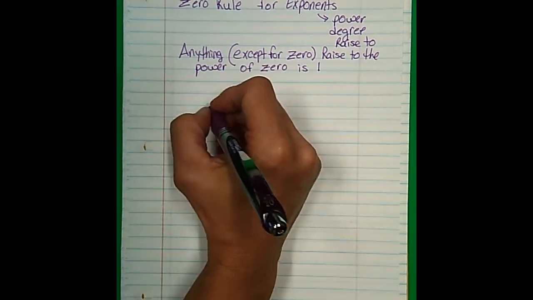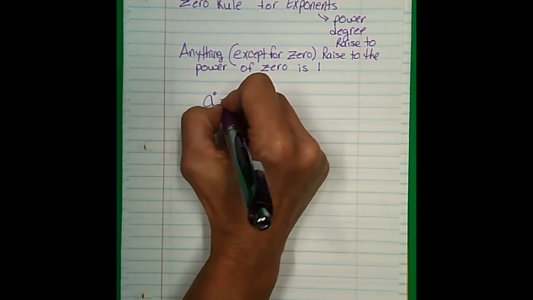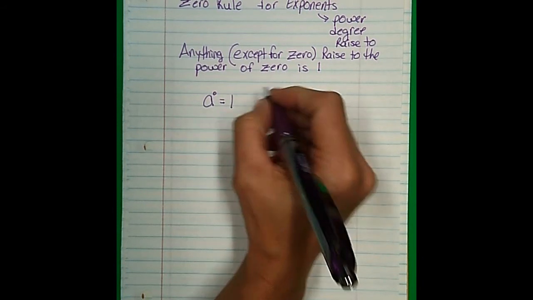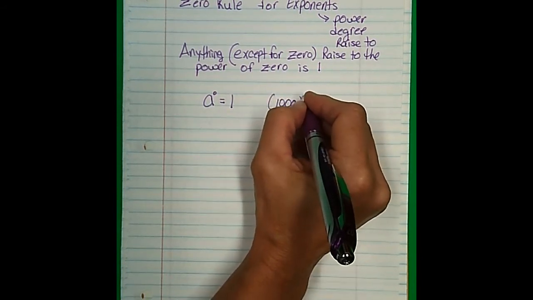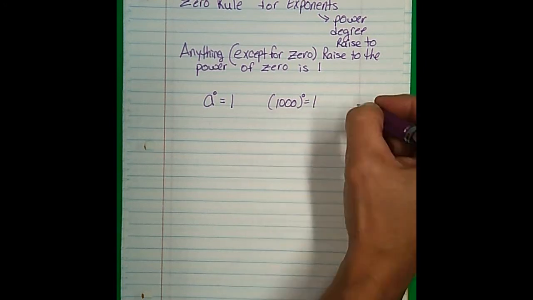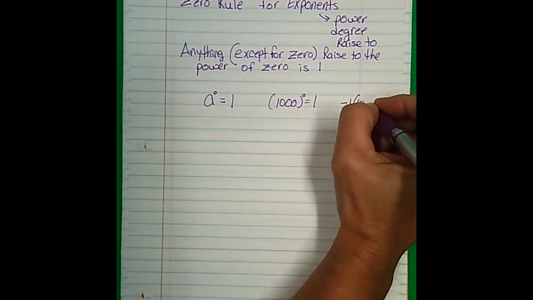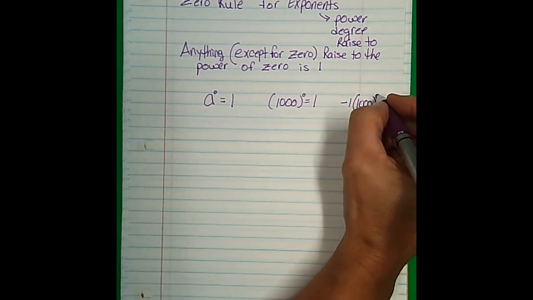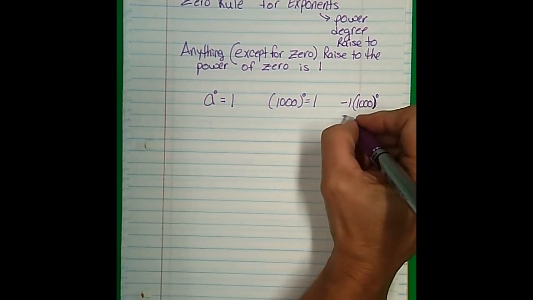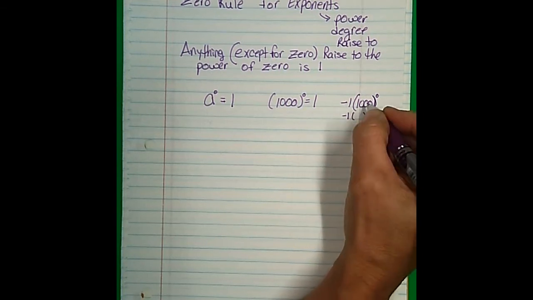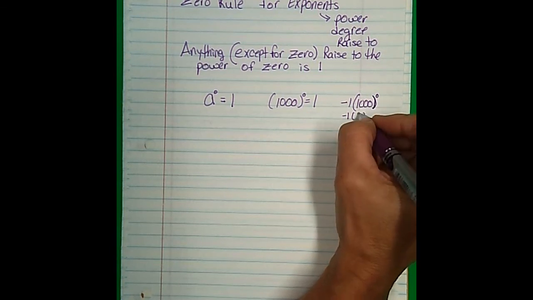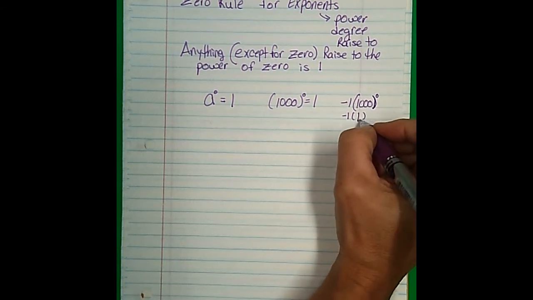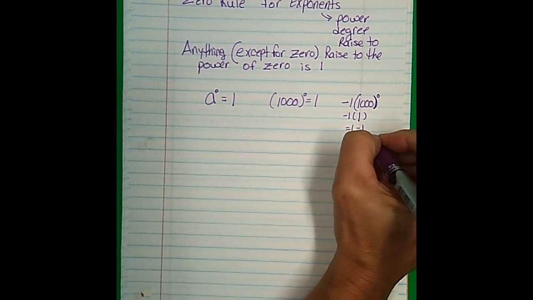Well, let's talk about that. If I have a raised to 0, it equals 1. If I have 1,000 raised to 0, it is 1. If I have negative 1 times 1,000, well, it's not exactly 1 because that 0 power only goes to what's directly in front of it. And what is directly in front of it? This parentheses here. So I'm going to have negative 1 times whatever's in that parentheses. So 1,000 raised to the 0 power is 1. Now I have negative 1 times 1, which the answer is negative 1.